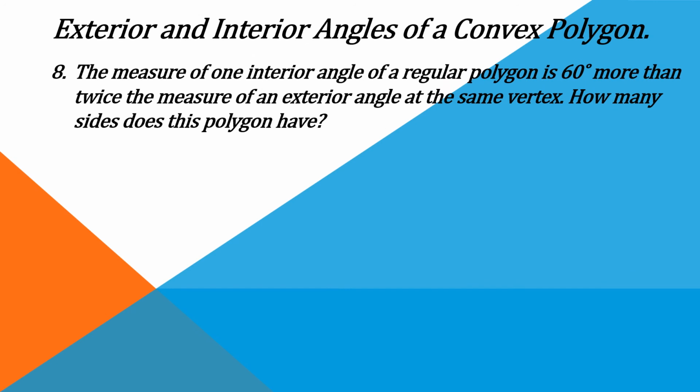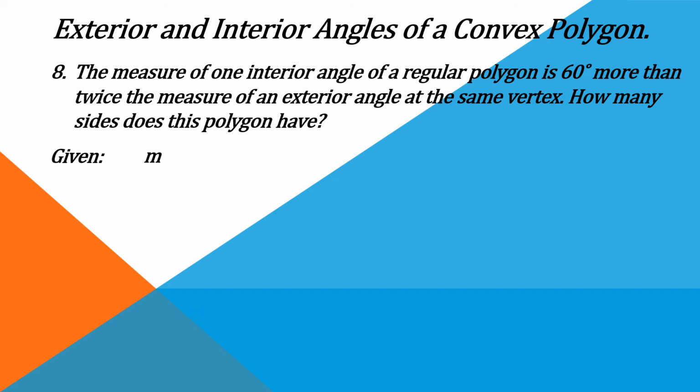Now, problem number 8. The measure of one interior angle of a regular polygon is 60 degrees more than twice the measure of an exterior angle at the same vertex. How many sides does this polygon have? So in this problem, we have a regular polygon, and the measurement of one interior angle is 60 degrees more than twice the measurement of an exterior angle. And we are required to solve how many sides this polygon has.